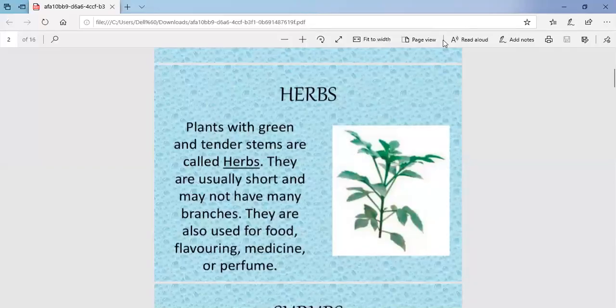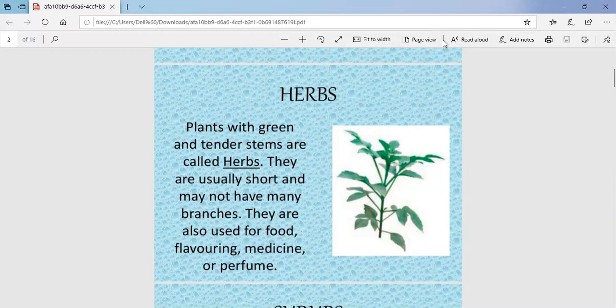So first of all we'll study about herbs, that what are the properties of herbs. So the plants with green and tender stem are called herbs. They are usually short and may not have many branches. They are used for food, flavoring, medicine or perfume.